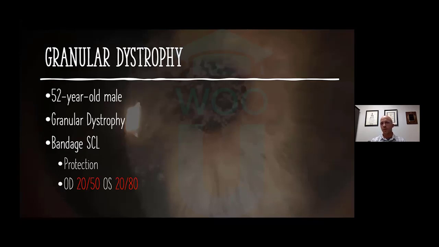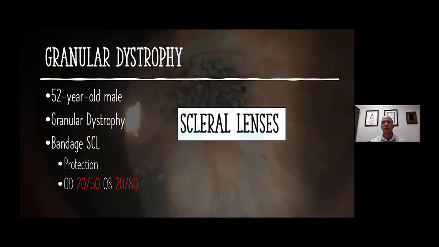His visual acuity was 20/50 in the right eye and 20/80 in the left eye. Well, as an interesting aside as well, I had previously fit his mother, who also has granular dystrophy, with scleral contact lenses. So that's what this patient was interested in: scleral lenses for improved protection of his anterior ocular surface and also potentially improved vision.